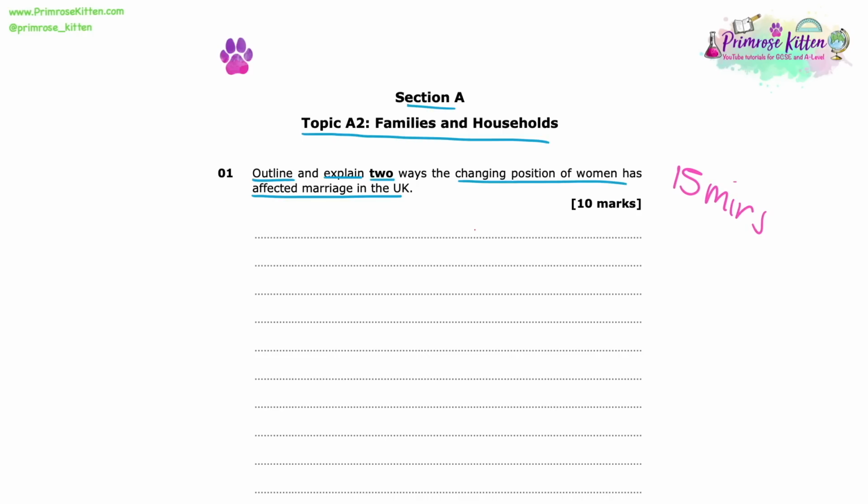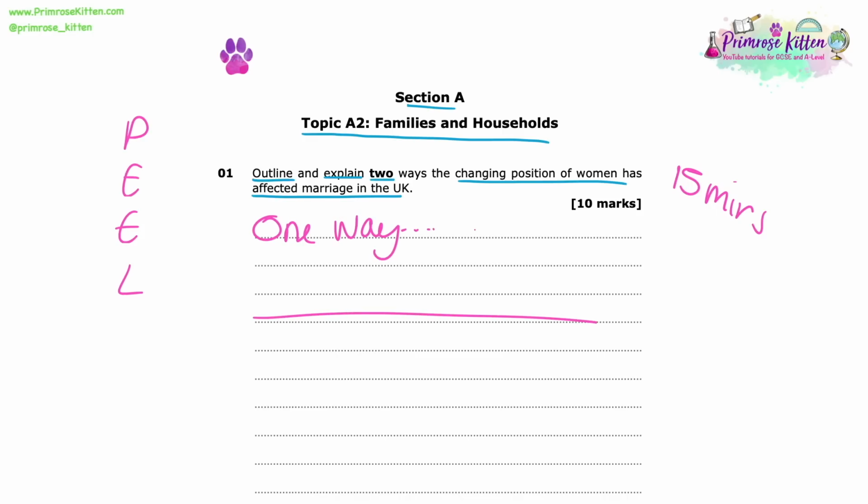We are going to use a PEEL writing method twice, and we are going to separate our PEEL paragraphs, that's point, evidence, explain, link, with a line through the middle so the examiner can see very clearly that we are doing exactly what's required in the question, i.e. providing 2 separate ways to understand the way the changing position of women has affected marriage in the UK.